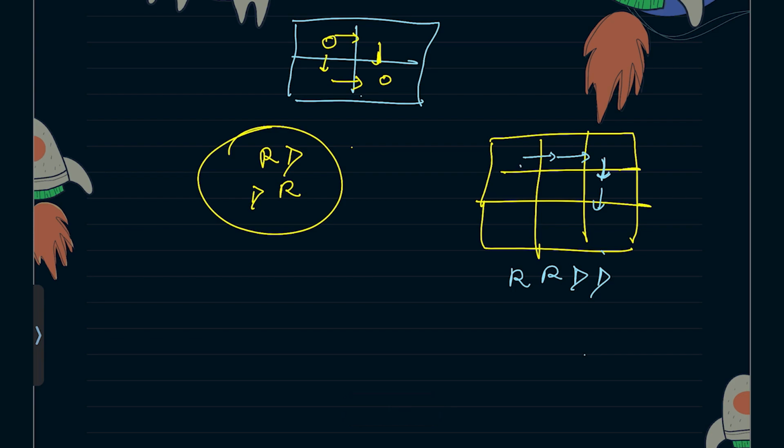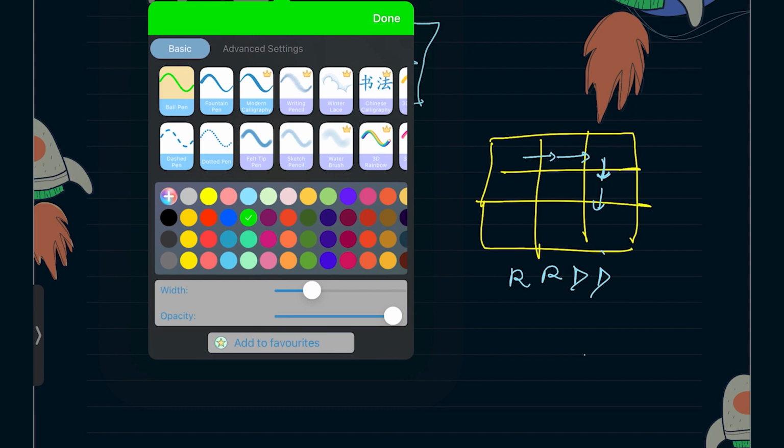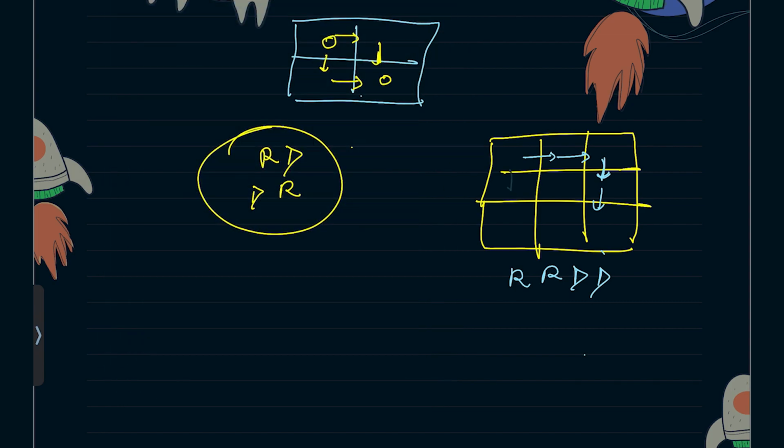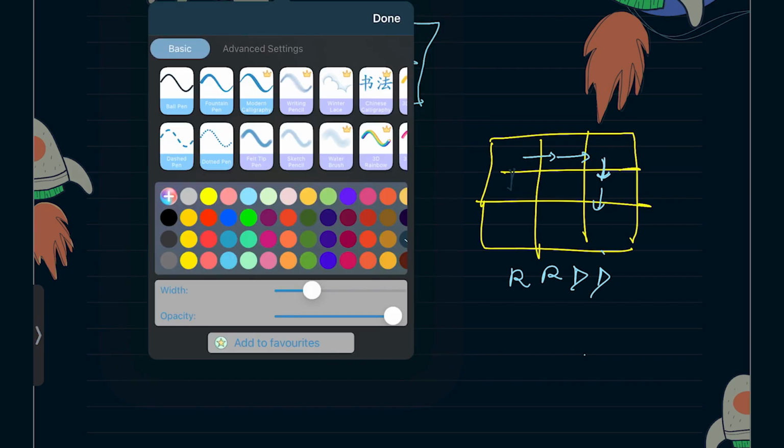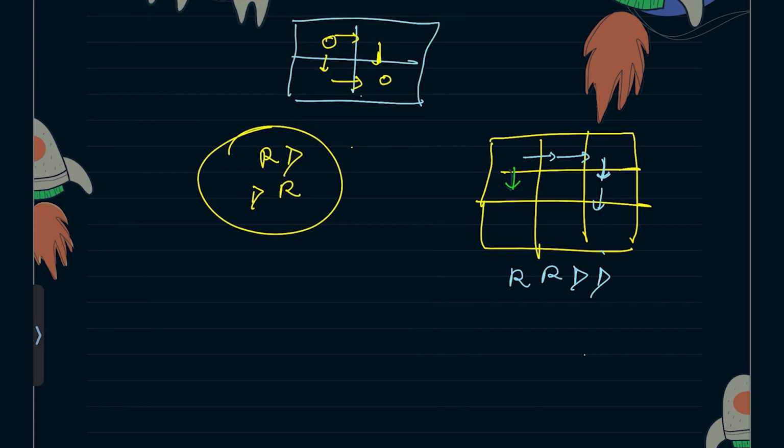The very next path is, let me just change the color. What I can do is I can come downwards. Okay, this is not the ideal one. I can come downwards, downwards, again downwards, again downwards, and then I can go right, again go right.